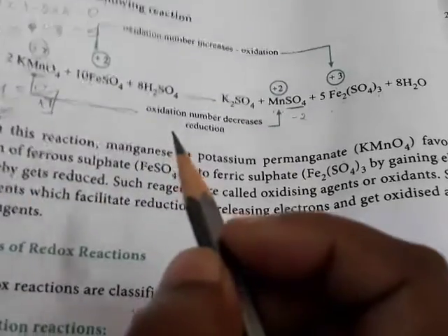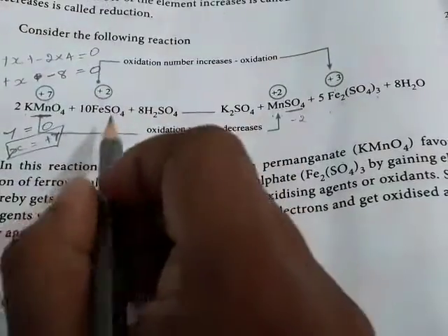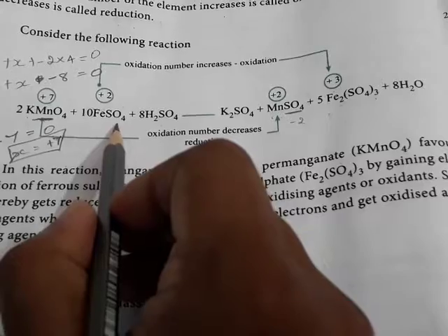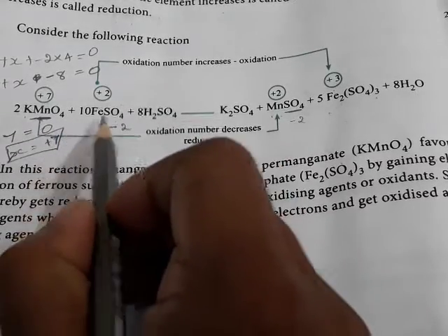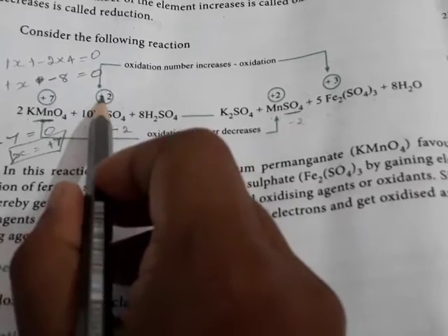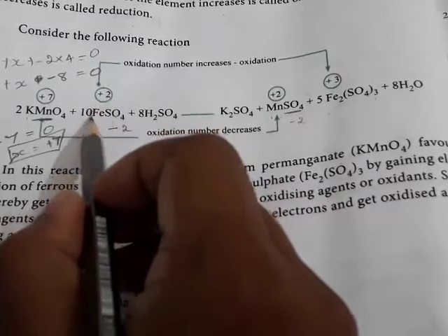Now we are going to find out for FeSO4. Already you know SO4 is -2, so Fe is +2. So the oxidation number is +2.